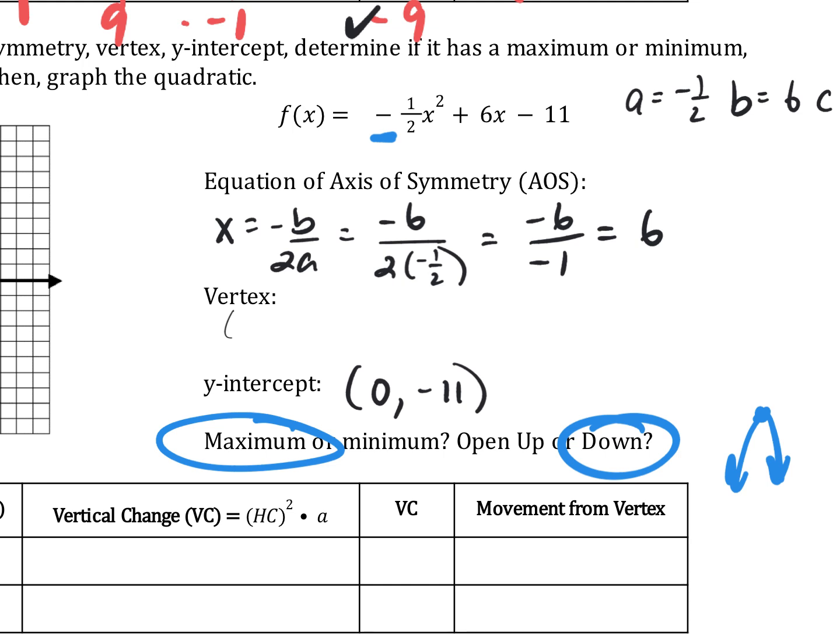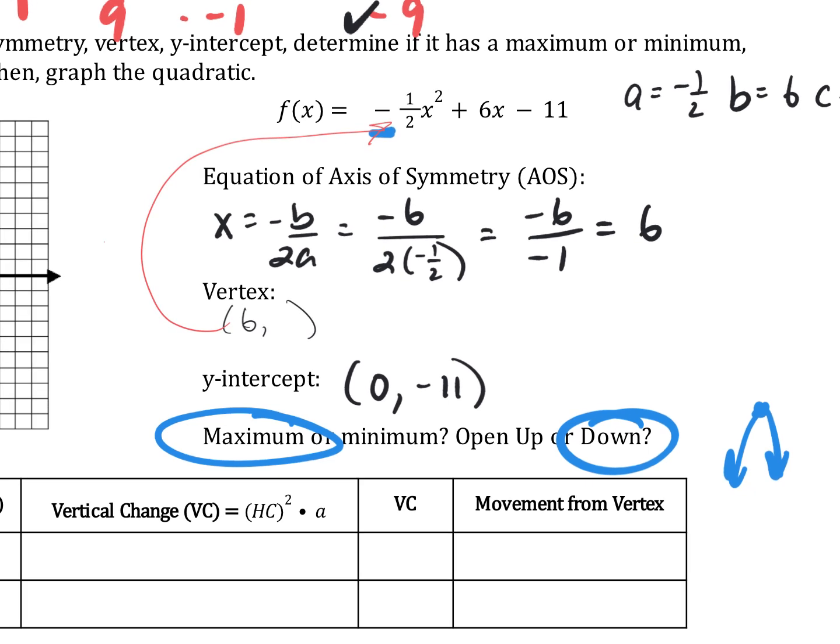I've got vertex is (6, comma). I don't know what this is because now I have to plug this in. I'm going to take my x, plug it back into this equation. Okay, write yourself a note. Plug back in. All right.